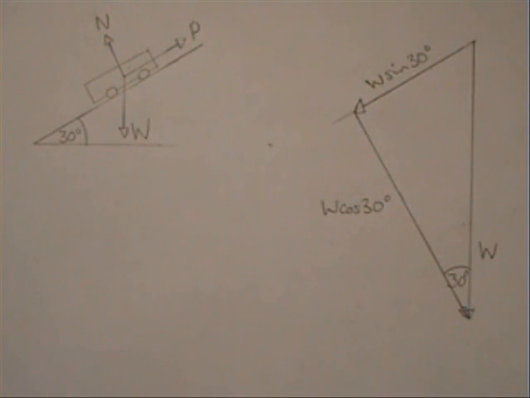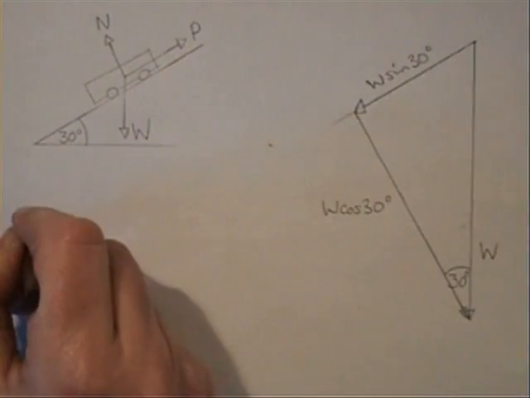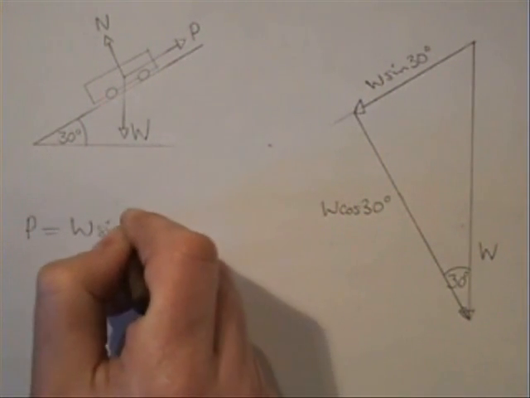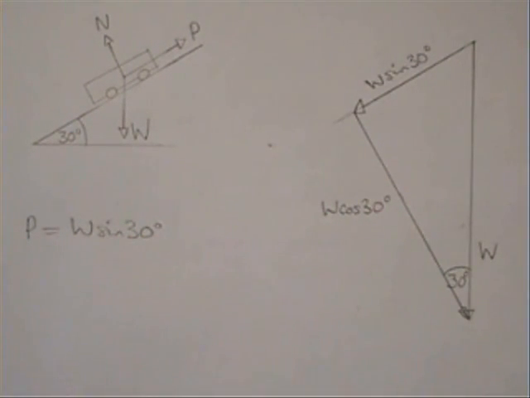If the force P wasn't there to hold the trolley in position, the component of the weight acting down the slope, W sine 30 degrees, would cause the trolley to accelerate down the slope. But in our example, the force P is present and we know that the trolley is held stationary. In other words, the forces must be in equilibrium. So the force P pulling up the slope must be equal to the component of the weight acting down the slope. So we can write the equation P equals W sine of 30 degrees.